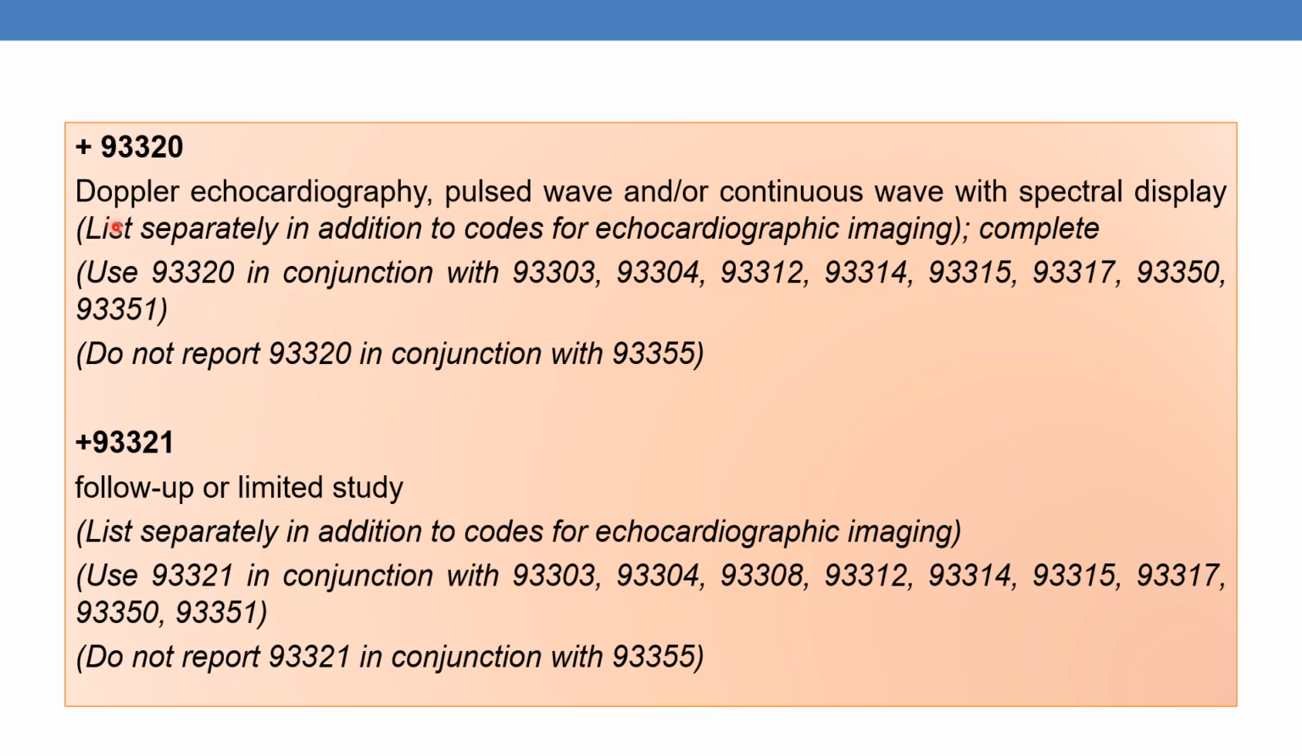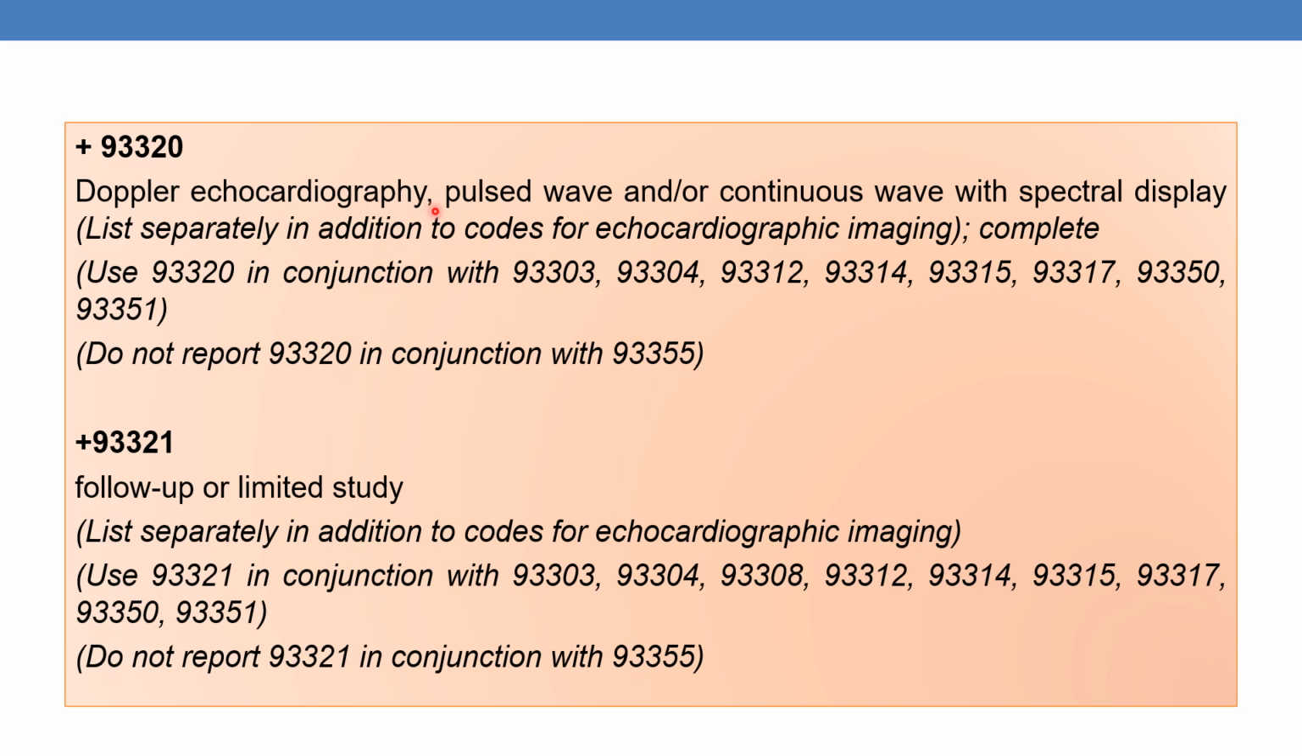The next is an add-on code plus 93320. Doppler echocardiography, pulsed wave and or continuous wave with spectral display. List separately in addition to the codes for echocardiographic imaging complete. Use 93320 in conjunction with 93303, 04, 12, 93312, 93314, 1517, 93350 and 93351. And you should not report 93320 in conjunction with 93355.